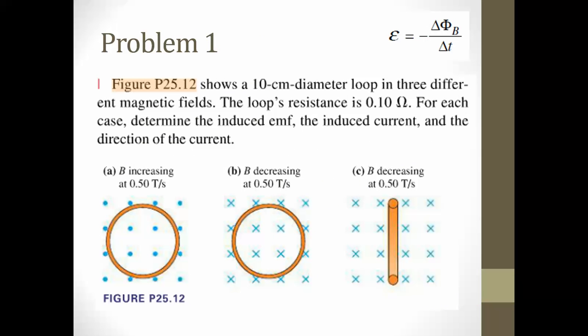So let's do an example problem. This is the equation we have from our Physics 2 equation sheet. This picture shows a 10 centimeter diameter loop in 3 different magnetic fields. The loop's resistance is 0.1 ohms. For each case, determine the induced EMF, then the induced current, and then the direction of the current. So this is basically 3 different problems. We're going to start with A.